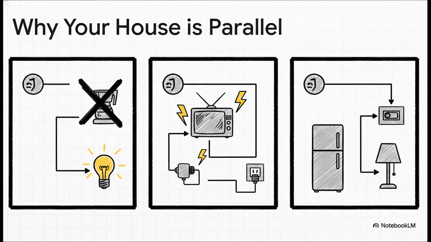Well, it's for three really good reasons. First, reliability. When your toaster dies, you don't want your fridge to die with it. Second, consistency. Every single outlet in your house gets the same full-strength voltage. And third, control. You can turn on one lamp without having to turn on every single thing in your house.